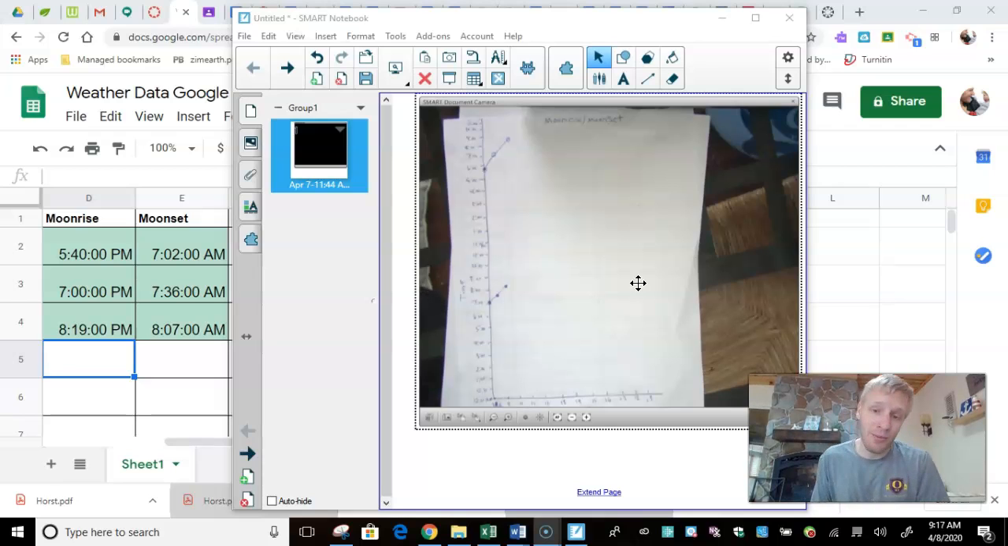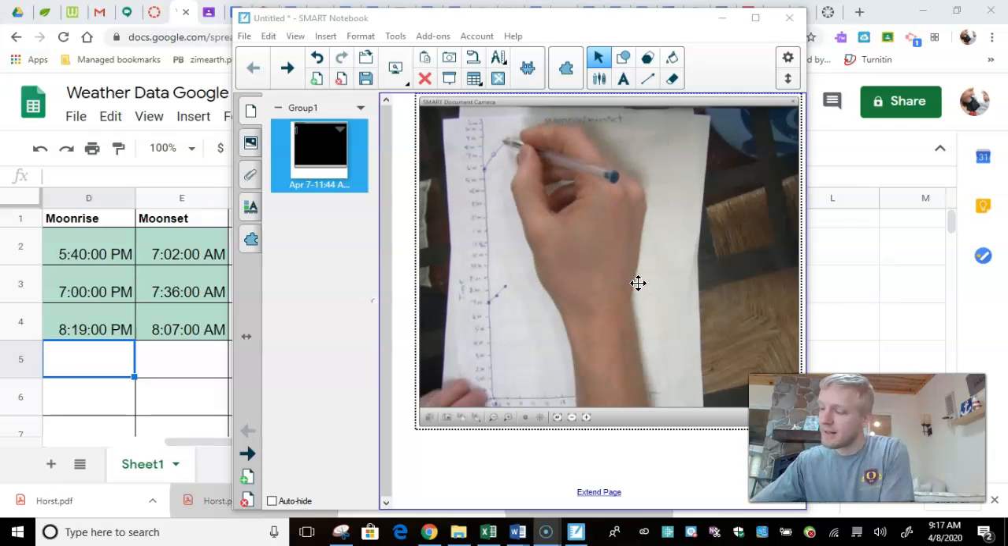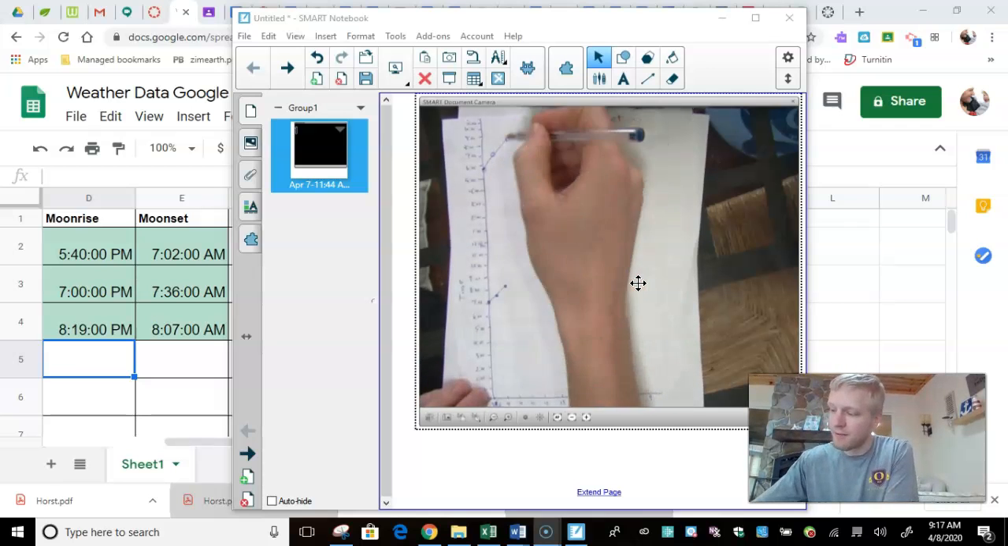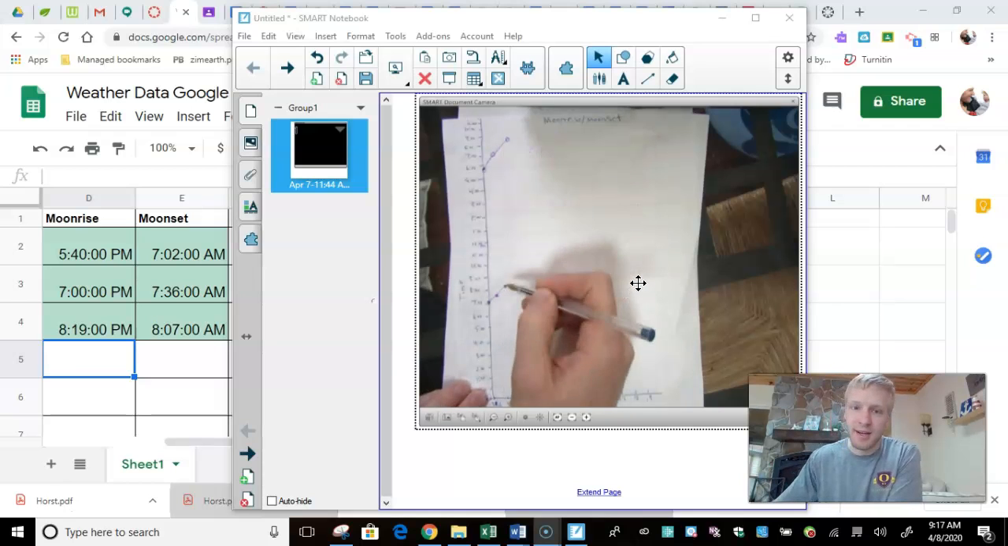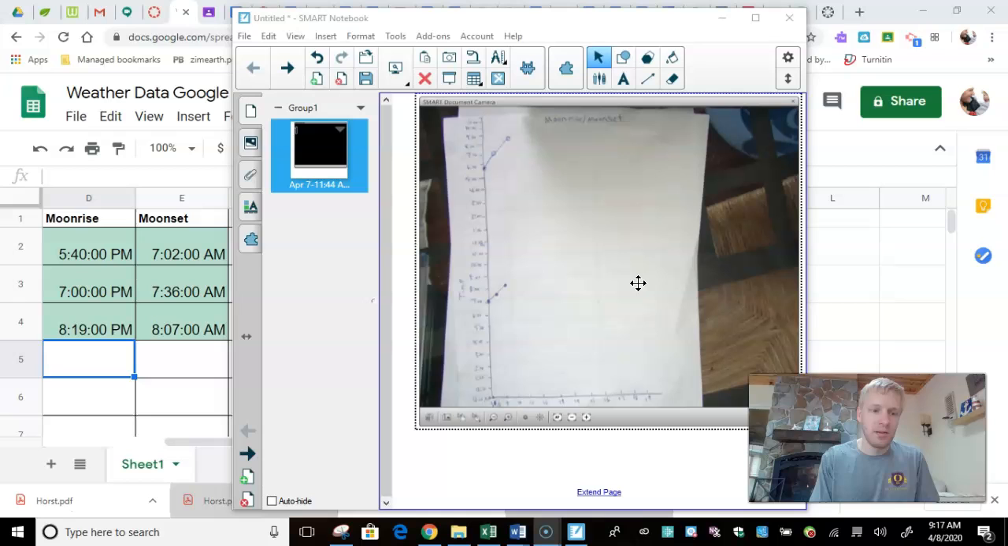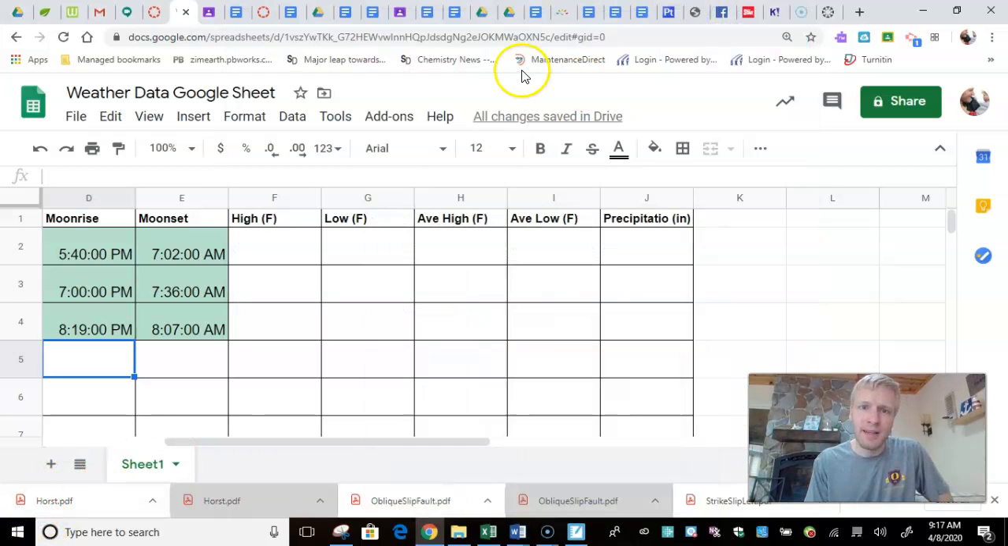And as you can see, one of those questions on the assignment is to find the change in time, essentially. So you can then see it on the graph, your difference. This is the amount of time in which the moon is present in the sky. Alright, I think that is about it.